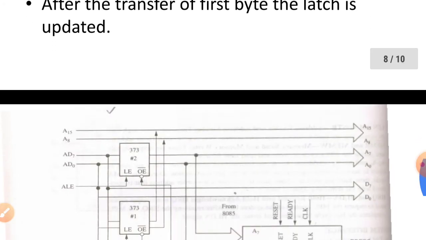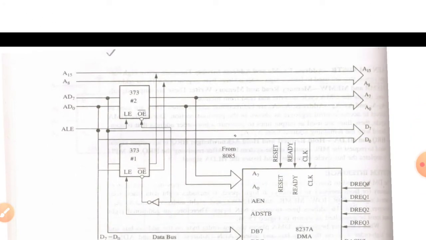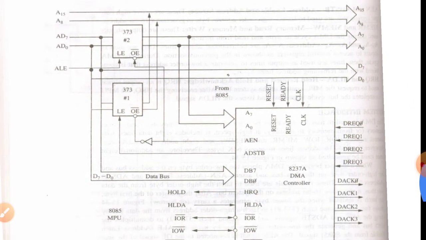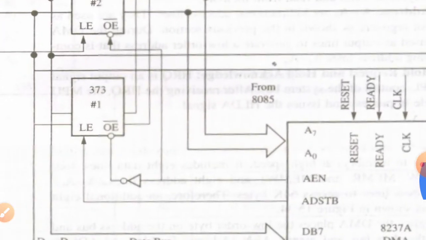Now, let us go to interfacing the DMA controller with 8085. The circuit, the block diagram, is given here.